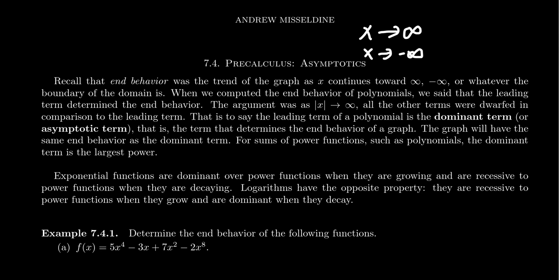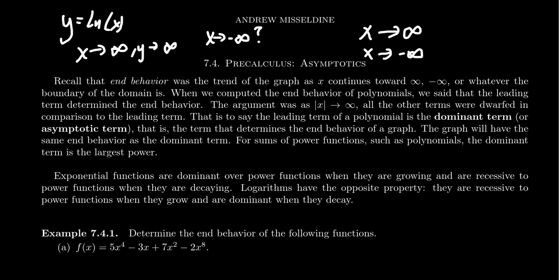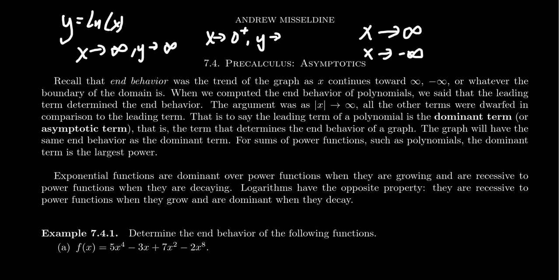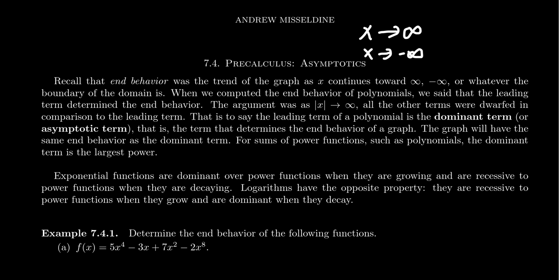There could also be various discontinuities inside the function. A prime example of this is y equals the natural log of x. Sure, you can ask what happens as x goes to infinity; y goes to infinity as well. But when you ask what happens as x goes to negative infinity, on the natural log graph you don't get anywhere close to negative infinity. You can't do that. The boundary, the end behavior, is what happens as you approach zero from the right-hand side, and there we see that y approaches negative infinity. So when we ask about the end behavior, we're asking what happens as we go to the extreme, to the far left and the far right of the graph.